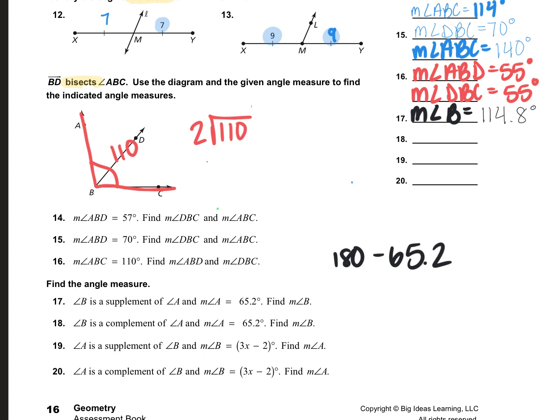All right, looking at number 18, it says angle B is a complement of angle A. The measure of angle A is 65.2. Find the measure of angle B. How would I do this one? Complementary means 90 degrees, so you need to subtract 90 minus 65.2, subtracting the measurement of angle B, 24.8 degrees.